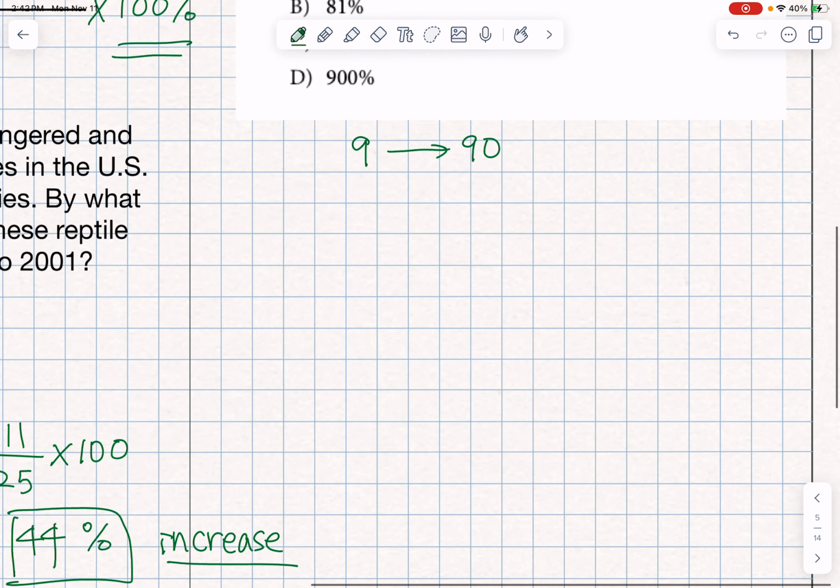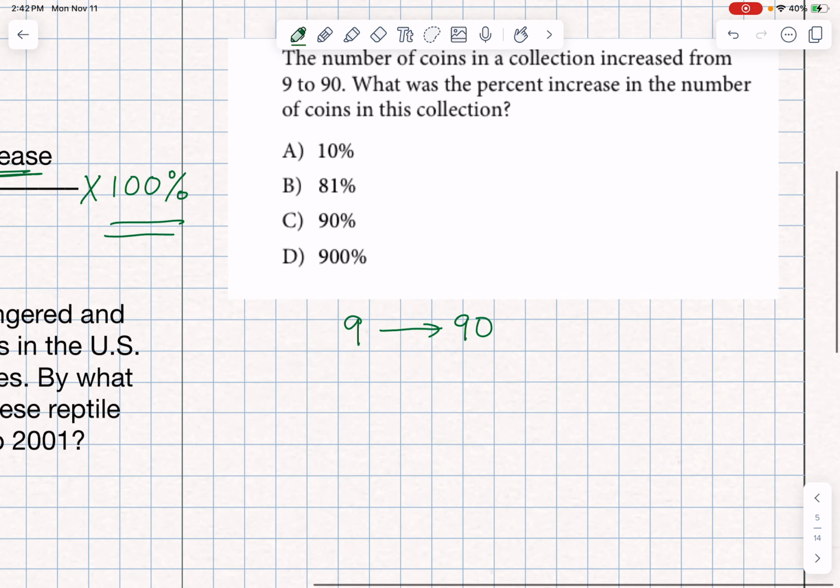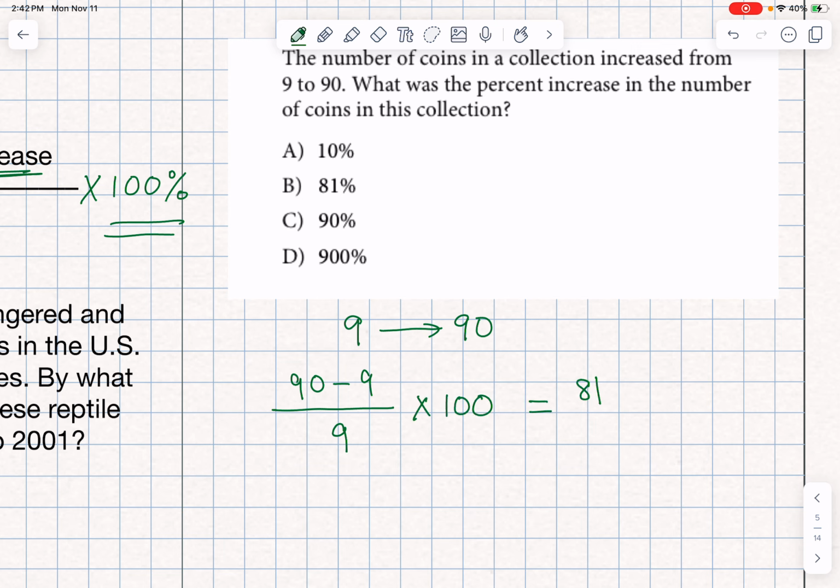Then also we need to find how much increase. So 90 minus 9 out of the original amount, which is 9, you multiply by 100. Then we can find out 81 over 9 multiplied by 100 gives you 9 times 100 equals 900%. So 9 to 90, what was the percent increase? We can conclude 900% increase.